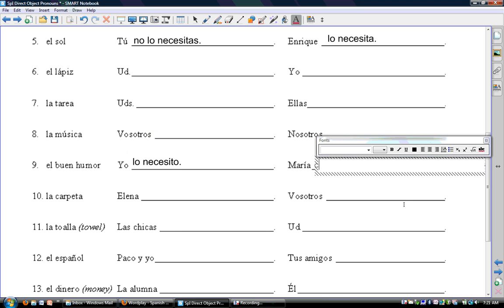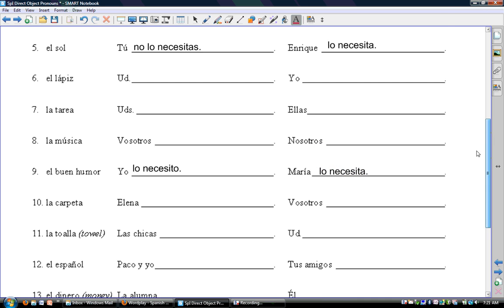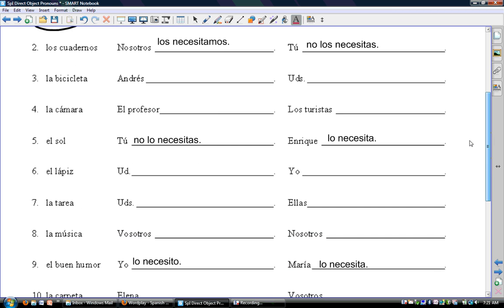On vacation, does Maria need a good mood? Probably so. So again, we don't need to put no. We start instead with lo. We're still talking about her good mood. And then necesita. I know I haven't gone through all of them, and necesita just because it's she, by the way. But that should give you kind of an idea of how to go about doing this.